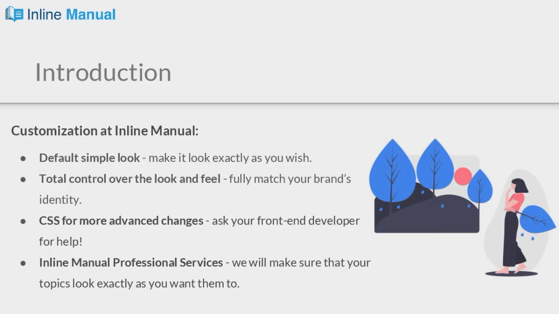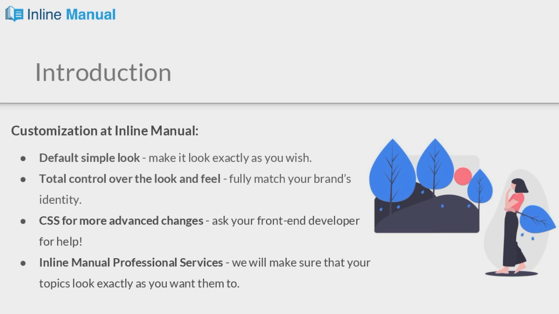So let's start. Inline Manual's default look is very simple, not to say ugly, but it is like that because we wanted to make it very flexible for our customers. So you can make it look exactly as you wish. You can fully customize the look of your topics. You can completely match your brand's identity. You can, for example, change fonts or colors or position of the widget in the site settings.